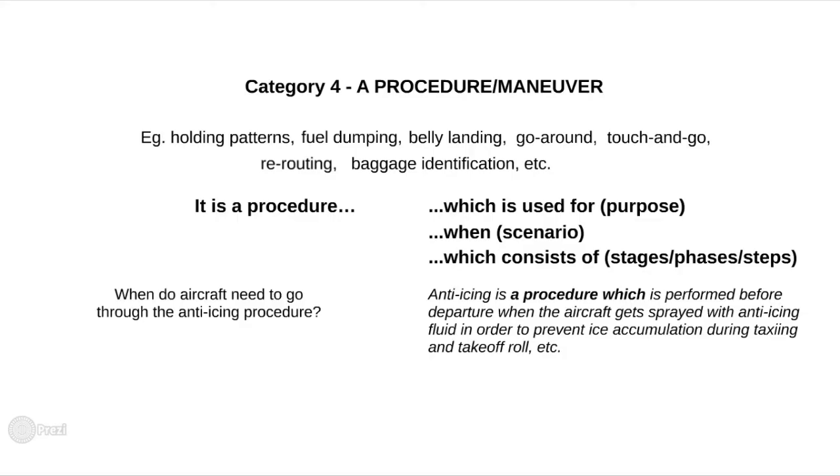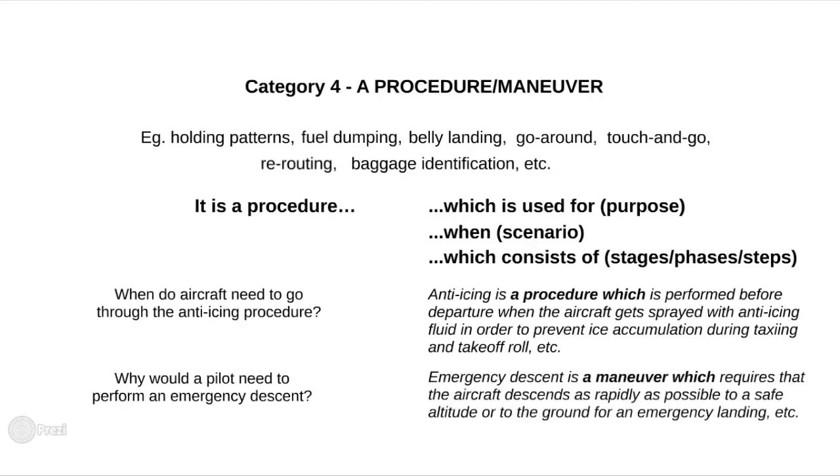Okay, let's take a look at one more example. Why would a pilot need to perform an emergency descent? Emergency descent is a maneuver which requires that the aircraft descends as rapidly as possible to a safe altitude or to the ground for an emergency landing. And then go on to enumerate the reasons for this maneuver like fire, depressurization, and so on.